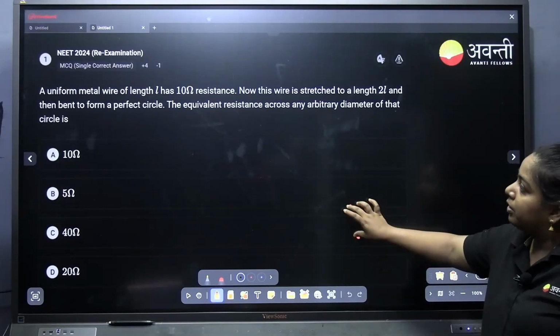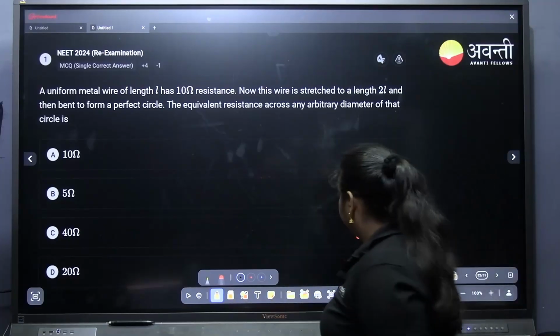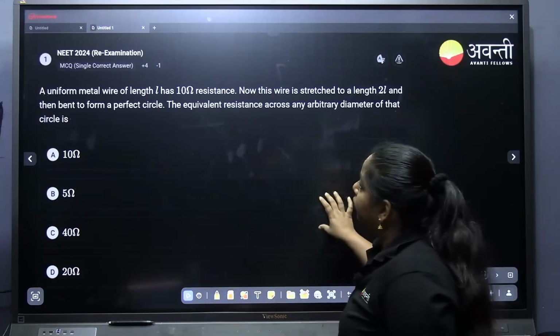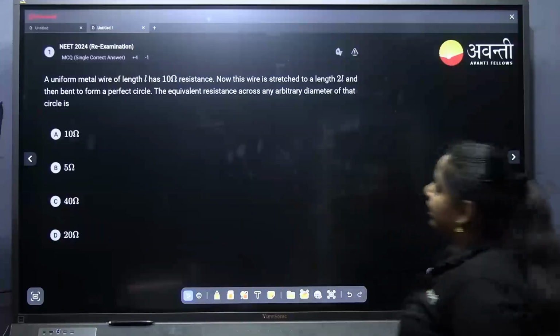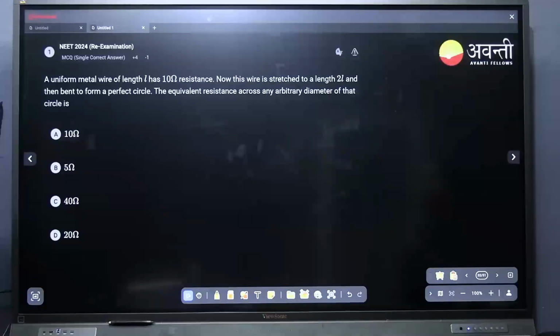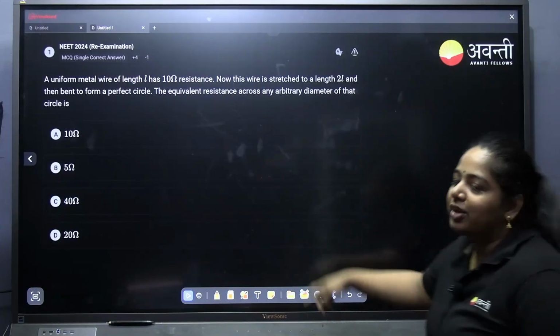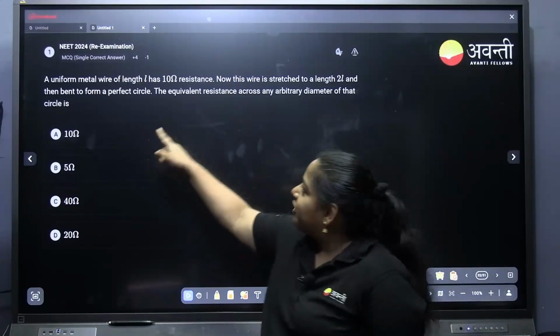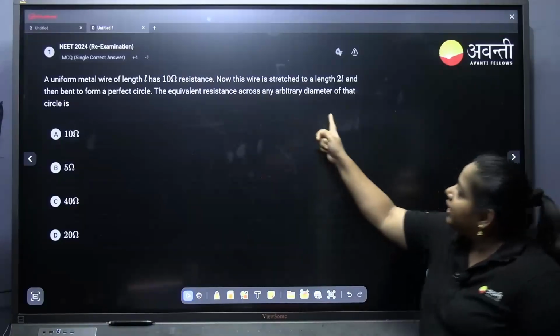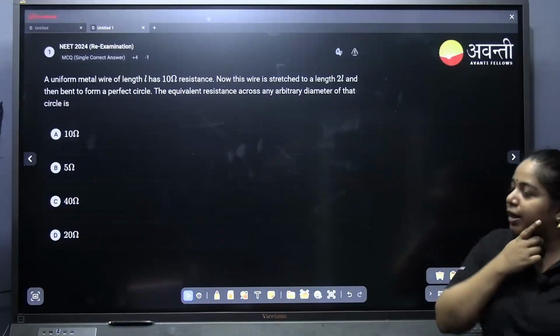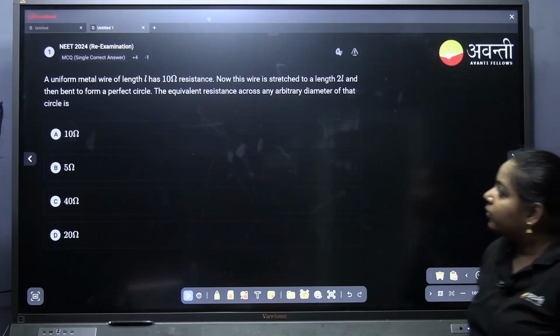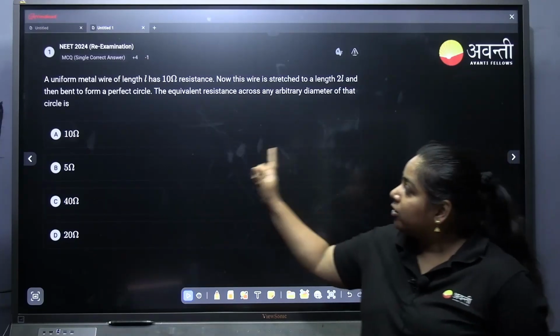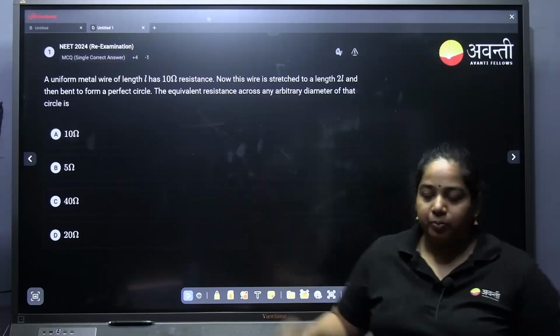Next one. A uniform metal wire of length L has 10 ohm resistance. Now this wire is stretched to length 2L and bent to form a perfect circle. Find the equivalent resistance across any arbitrary diameter of the circle. Okay, so a uniform metal wire of length L has 10 ohm.